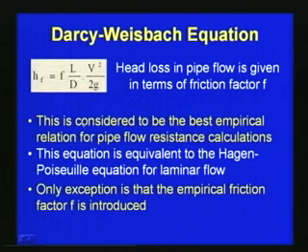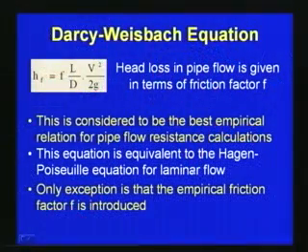This Darcy-Weisbach equation is considered to be the best empirical relationship for pipe flow resistance calculation. In most pipe flow systems, we have to calculate the head loss with respect to the friction, so this equation is one of the most commonly used equations as far as head loss is considered. This equation is equivalent to the Hazen-Williams equation for laminar flow, as we have shown in the last slide. The only exception is that the empirical friction factor F is introduced here, and this empirical friction factor is an important aspect of the Darcy-Weisbach equation.